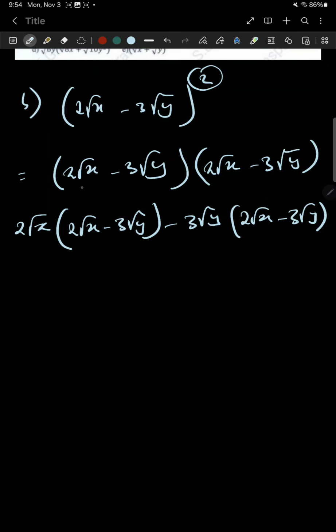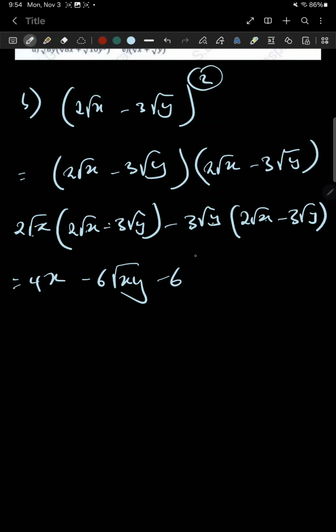Okay, so now 2 times 2 is 4. Then square root of x times the square root of x. Notice what is inside is the same, so the square root will cancel. Then 2 times 3 is 6. Then square root of x times square root of y, what is inside is different, so it will be square root xy. Okay, then negative 3 times 2 is negative 6.